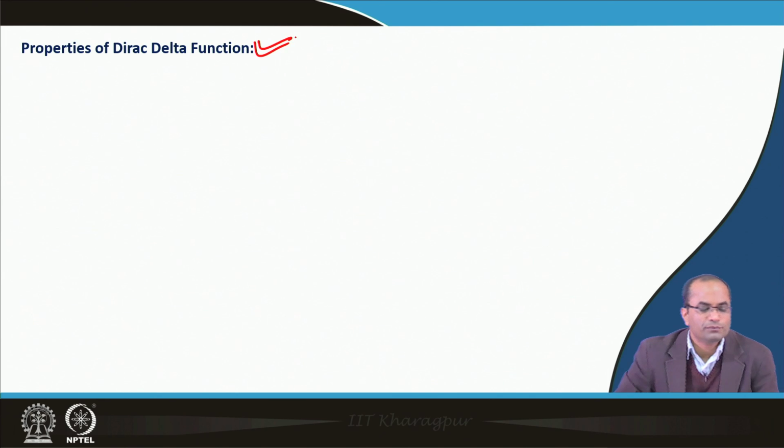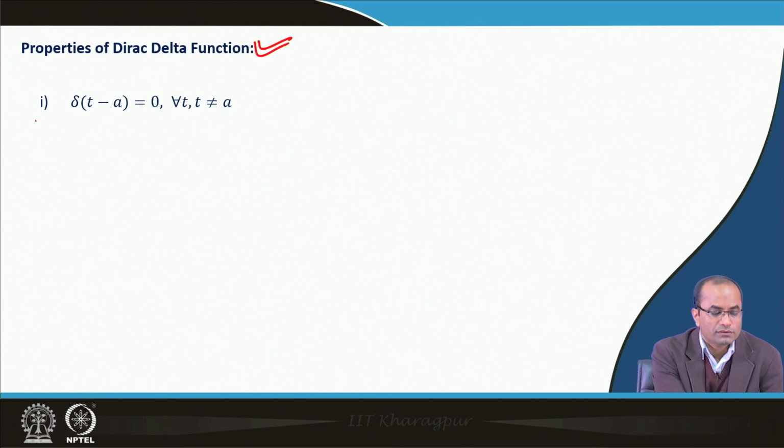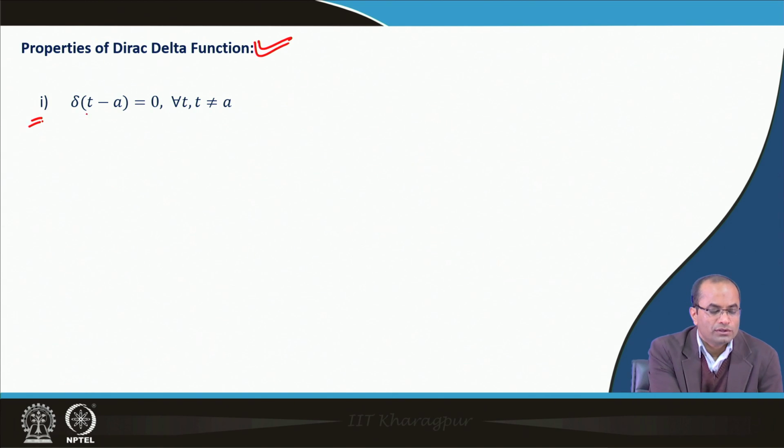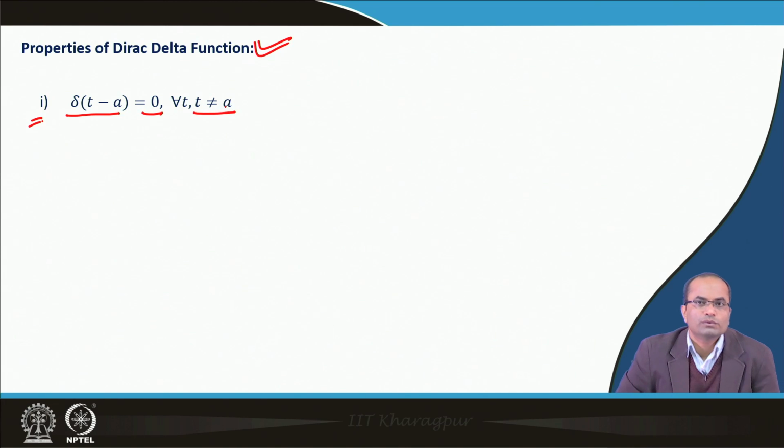There are some interesting properties of this Dirac delta function, and we will go through them, and then we will look at an alternative way of getting the Laplace transform of the Dirac delta function through these properties. The first property, which is sometimes treated as the definition of the Dirac delta function, says that delta(t minus a) equals 0 whenever t is not equal to a.